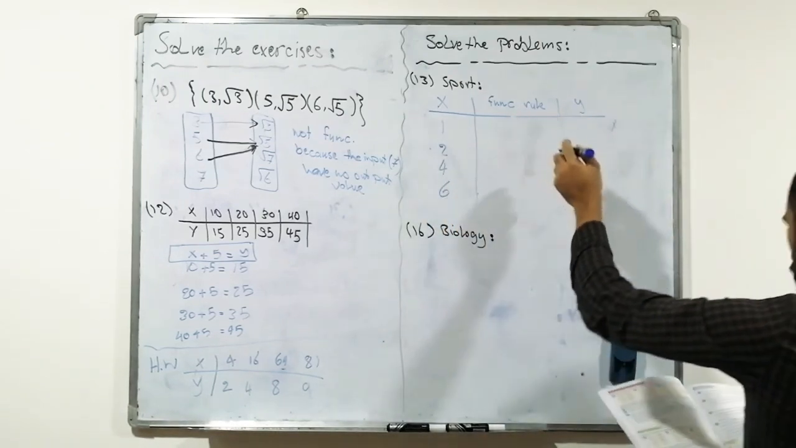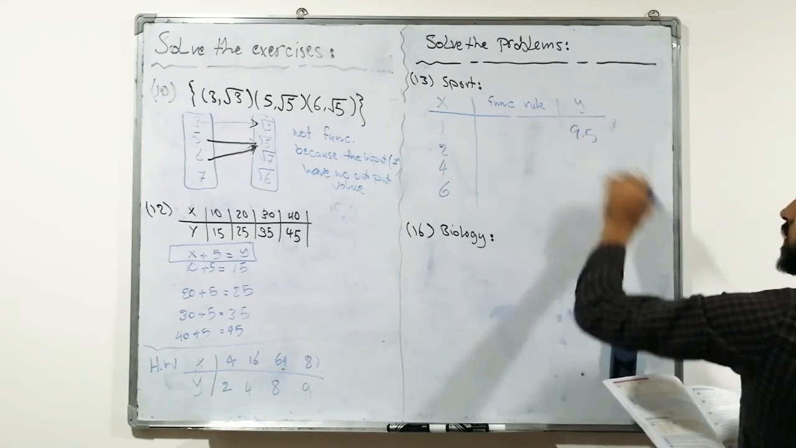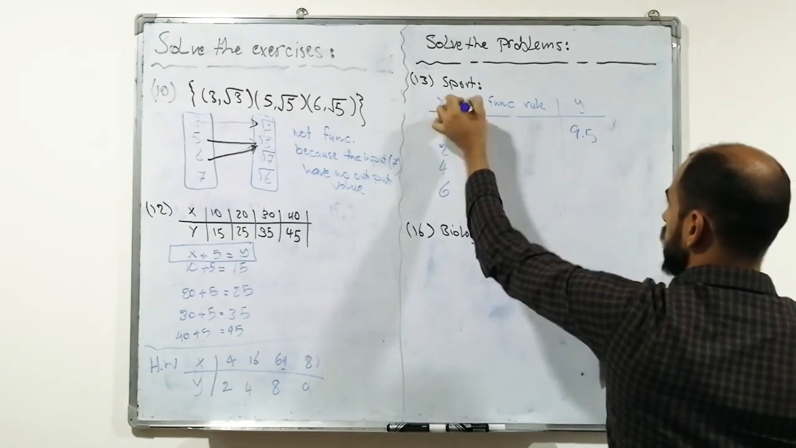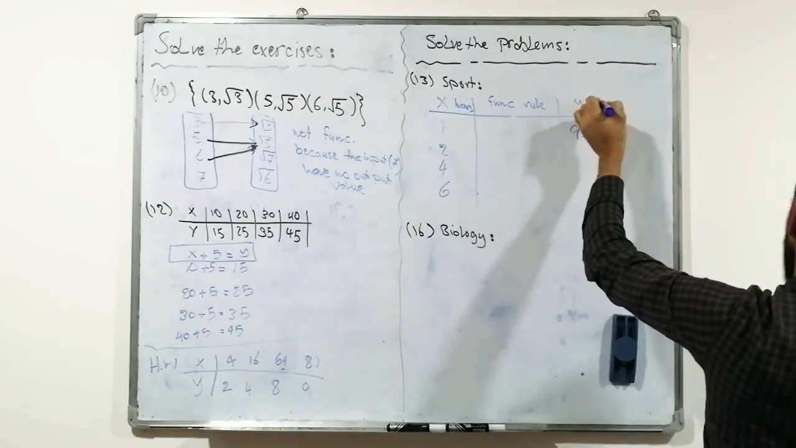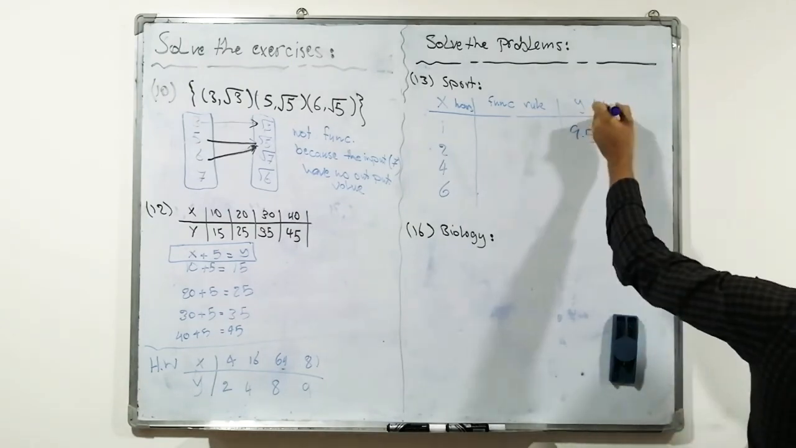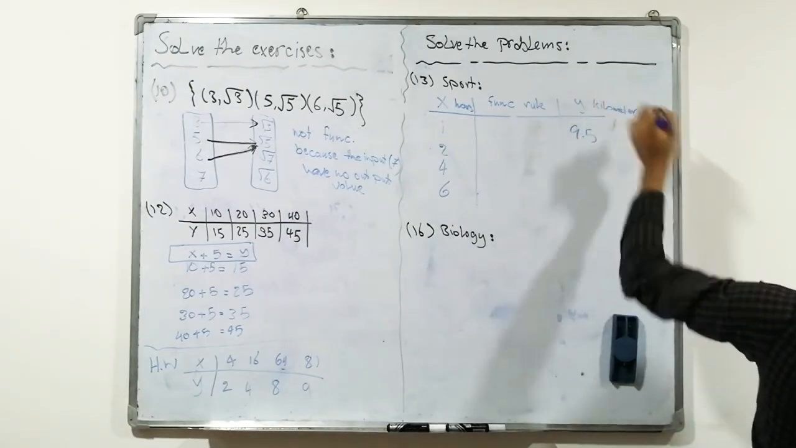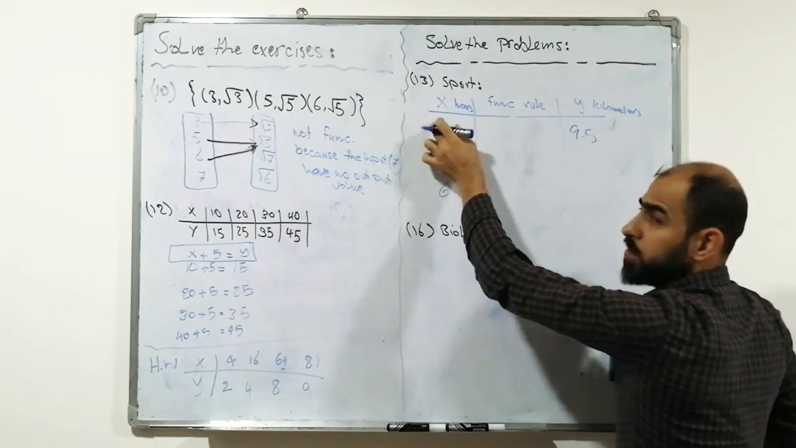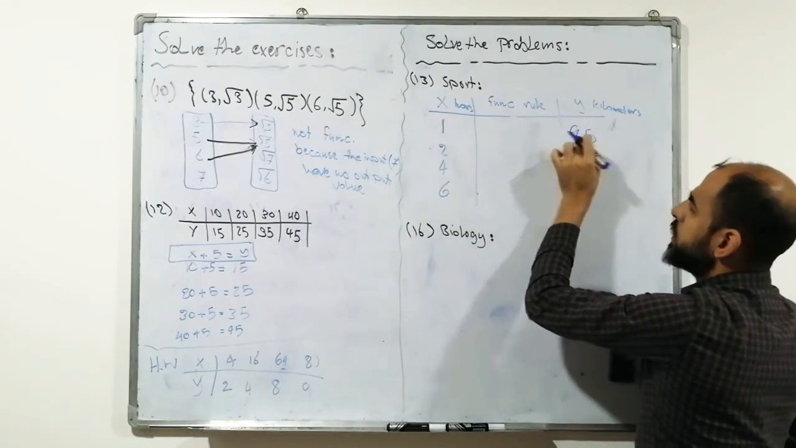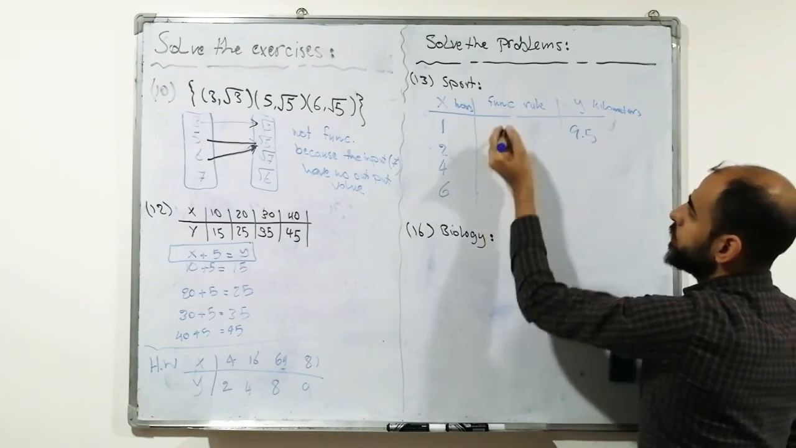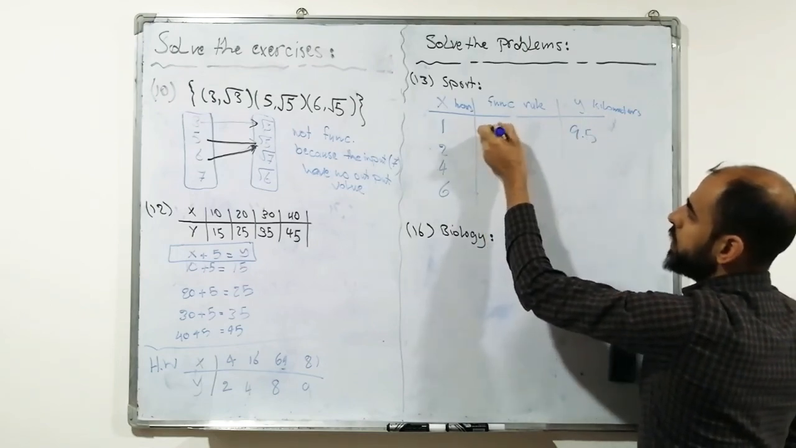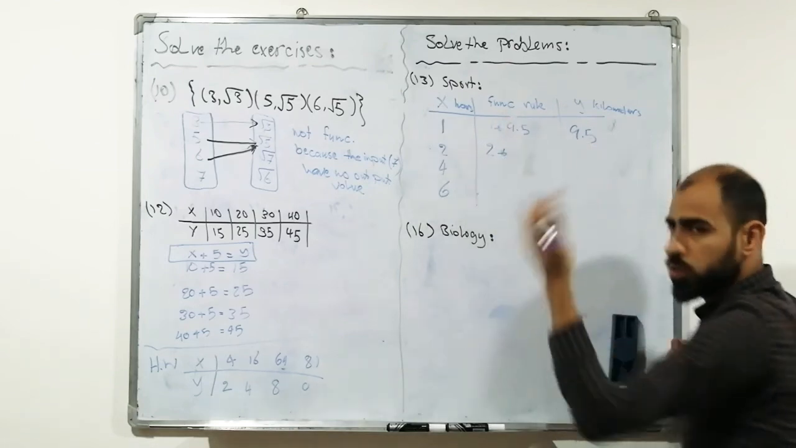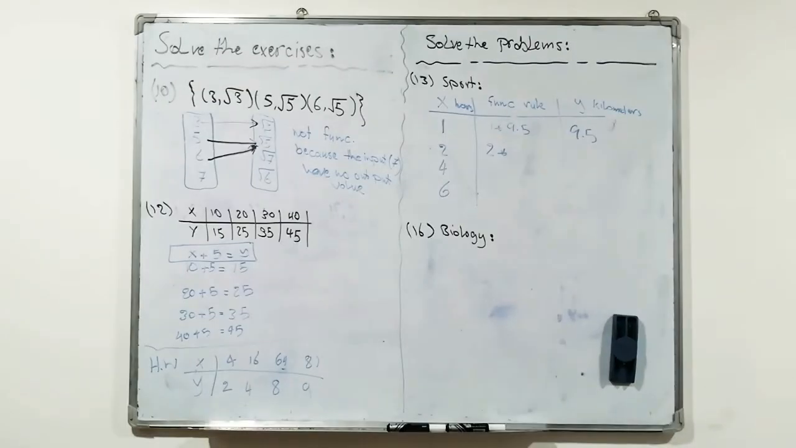In 1 hour he swam 9.5 kilometers. Here we have the input value represents the hours. The output represents the kilometers. So x, which is the 1 hour, multiplying by 9.5, then it will be 9.5. So in 2 hours, what is the number of kilometers that Muhammad can swim?